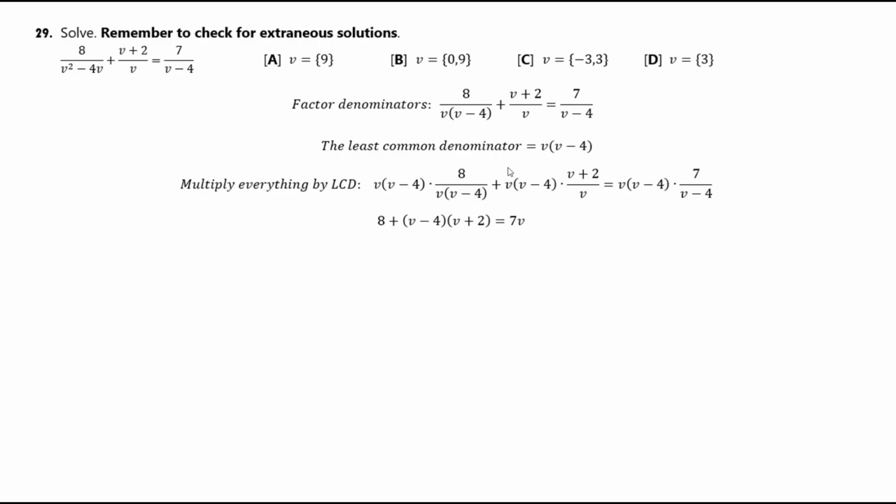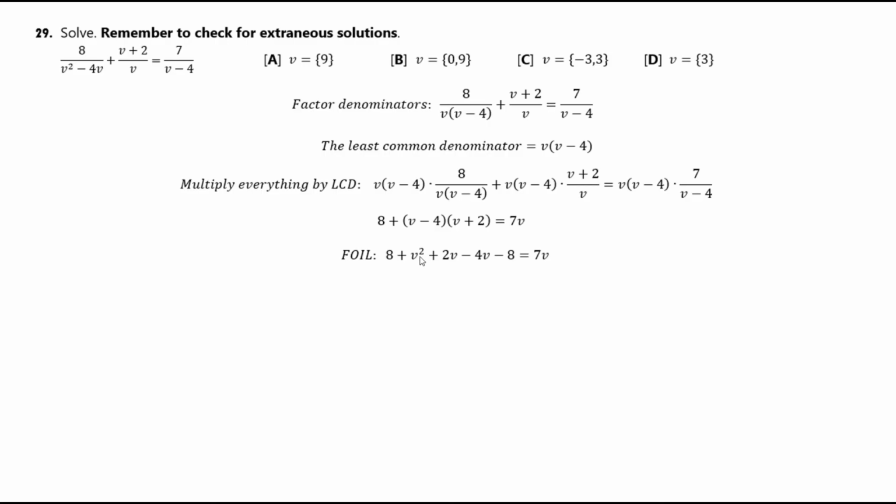Therefore, on the first fraction, since everything canceled out, we have 8. On the second fraction, the v's canceled out, so we got v minus 4 and v plus 2. On the right side, the v minus 4 canceled, so we got 7 times v. Now we're going to need to FOIL the v minus 4 and v plus 2.